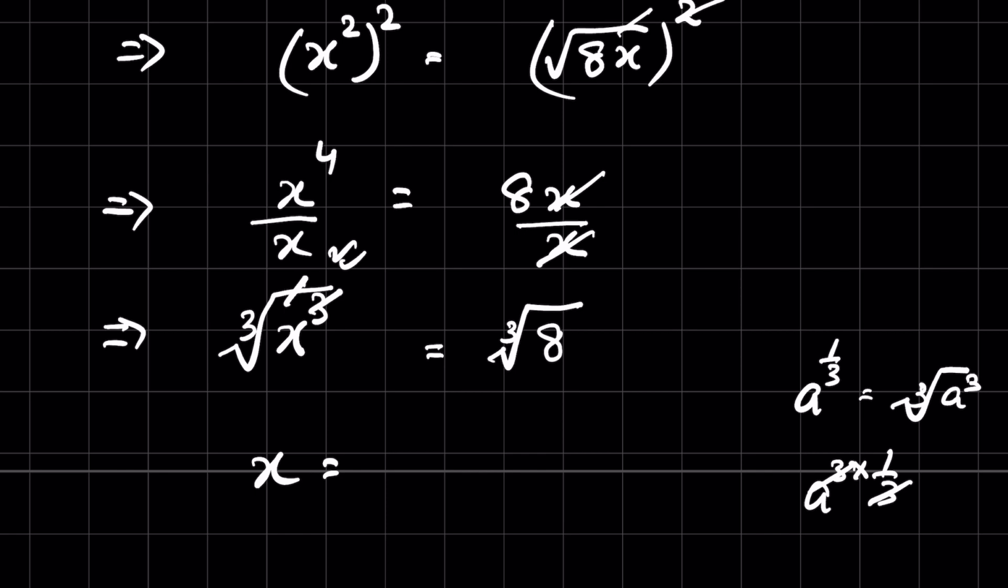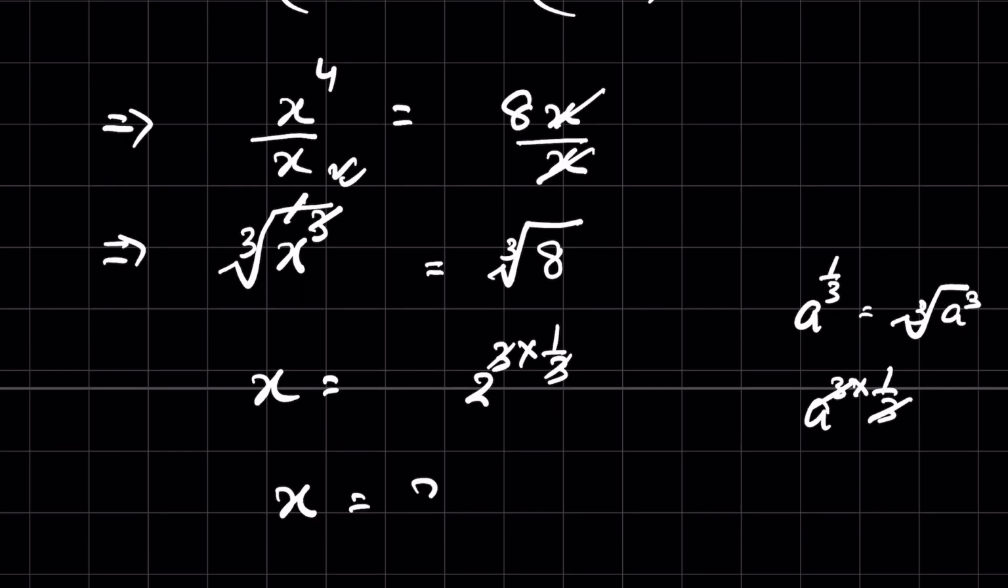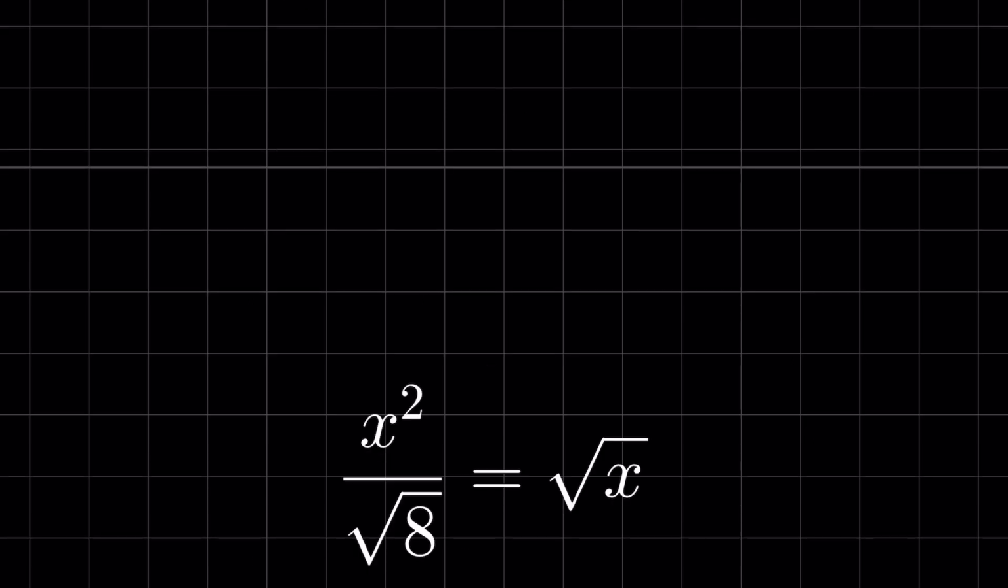So x is equal to cube root of 8. 8 we can write it as 2 raised to the power 3. Cube root means 1 upon 3 in the power. Now this 3 and this 3 gets cancelled. So x is equal to 2. We can verify this answer.